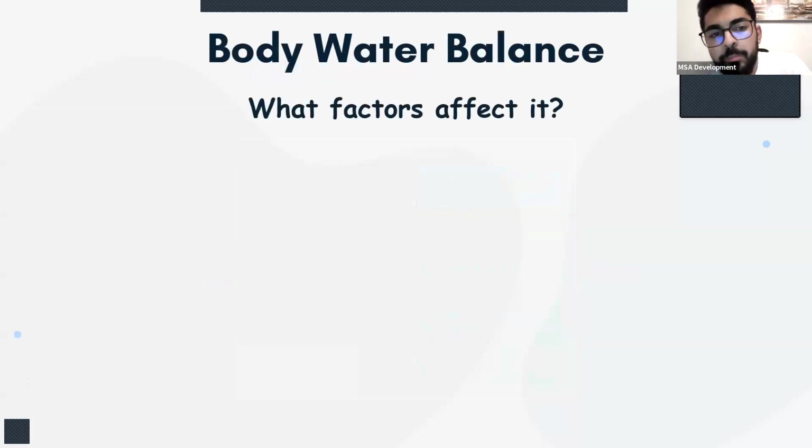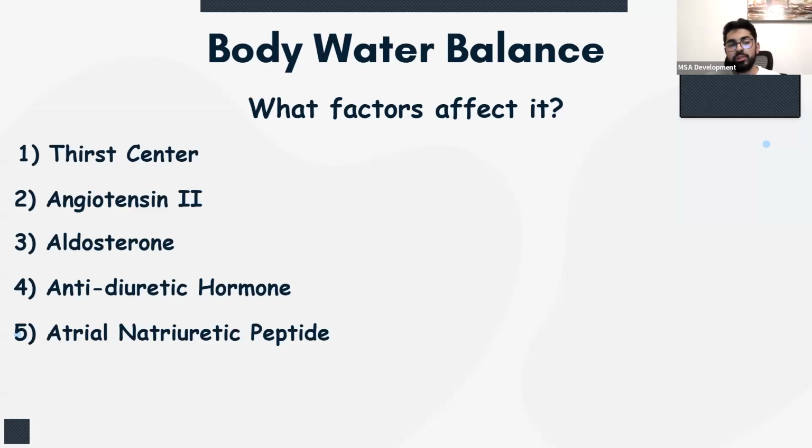So what is body water balance? So basically, when you lose water, your body wants to compensate for it. So it's gonna do some certain stuff that's gonna replenish the water that's lost. And when there is water overload, it's gonna do some stuff to lose water and bring the normal levels back. Okay. So what are the factors that are gonna affect the body water balance? These are the 5 factors. The first one is thirst center, angiotensin 2, aldosterone, ADH, and ANP.